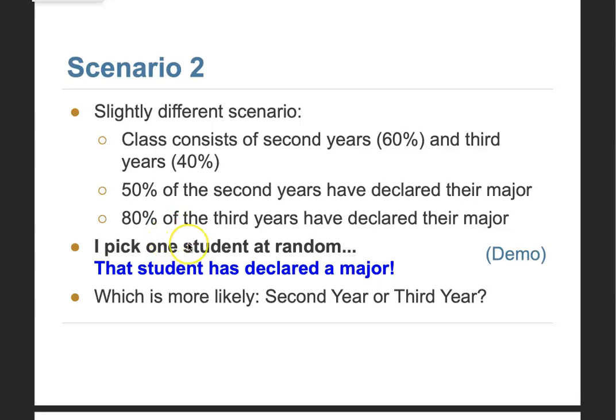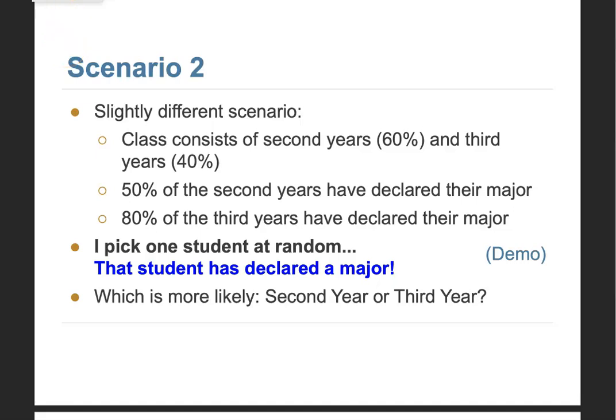Again, the same thing. I pick a student at random. But I'm not only asking you whether they are second year or third year. I pick one student at random and this student has declared a major. So can you tell me whether this student is more likely to be second year or third year? Okay, so which one? Hold your answer. Now we will talk about it more, but write down your answer first. Then we see our demo, and you see whether your answer is correct or wrong.